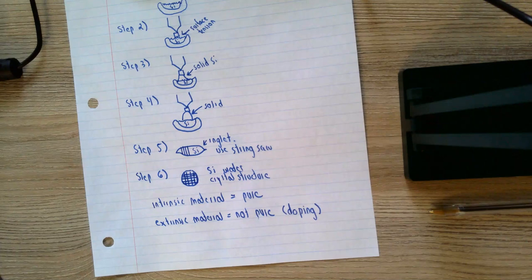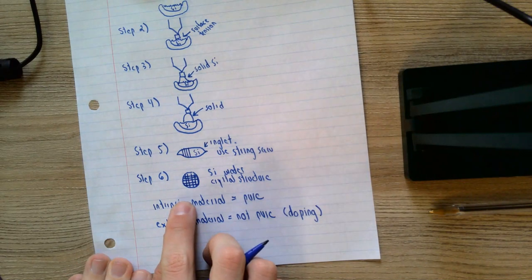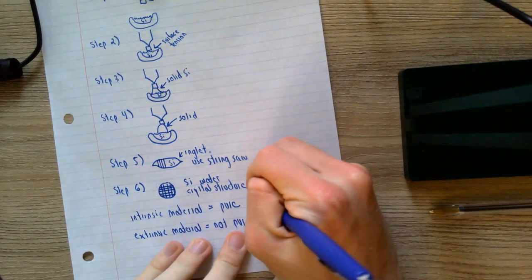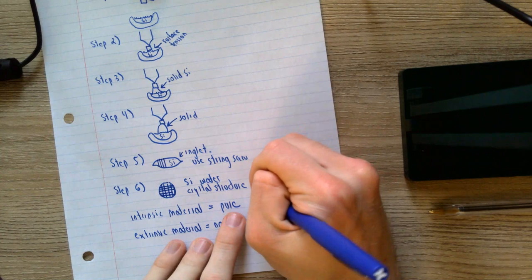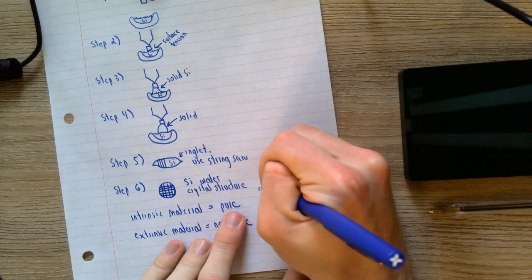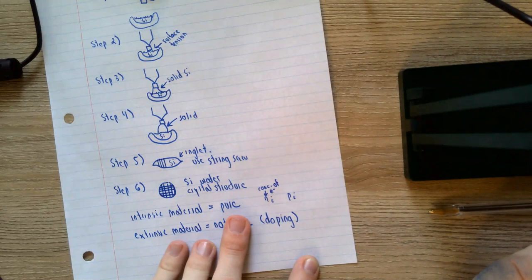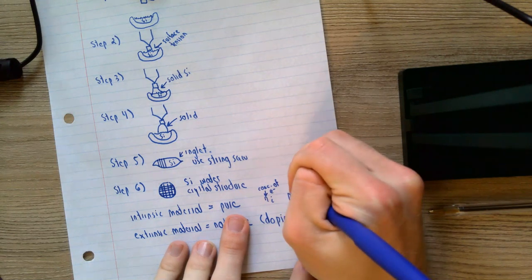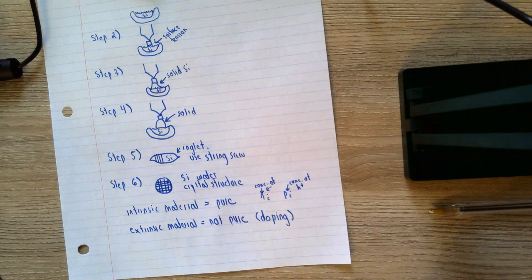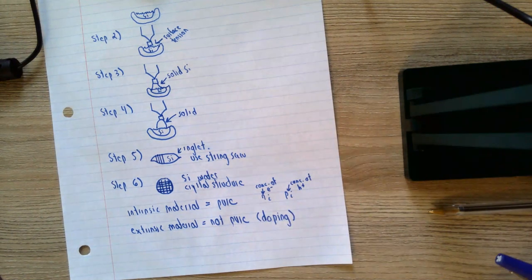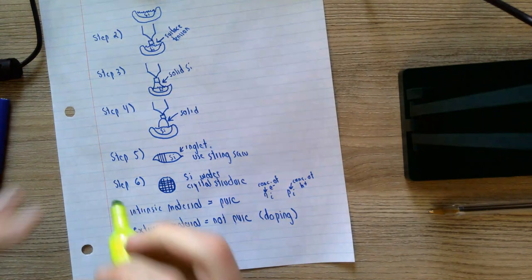And so what you're going to see is oftentimes with intrinsic material, notations that are used are n sub i or p sub i. What this means is n sub i means concentration of electrons in the material, where p sub i means concentration of holes in the material. And so oftentimes you will see that notation, the lowercase i means intrinsic. So now that we talked about intrinsic versus extrinsic, extrinsic basically just has doping in it, where the intrinsic is pure.